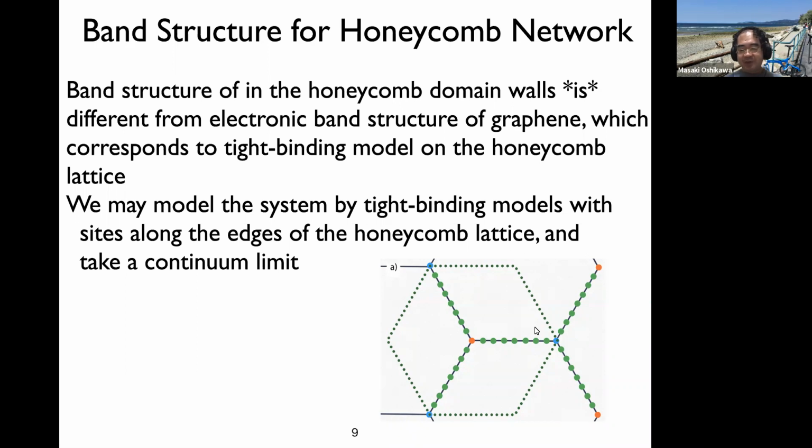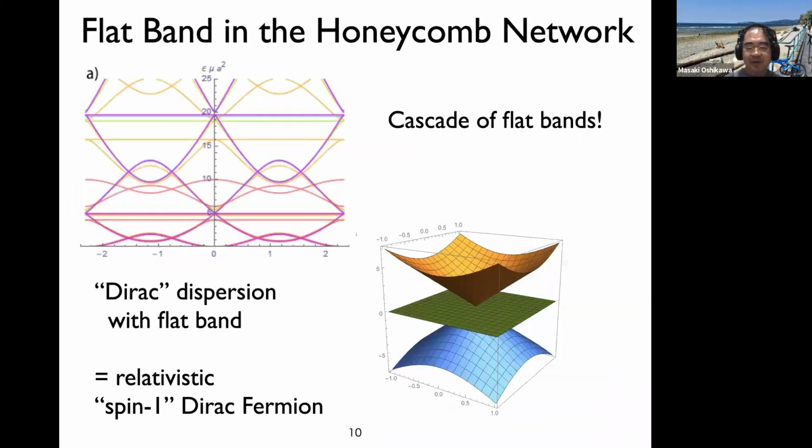The simple way to model this system is to discretize these edges of the honeycomb lattice further. Then you can replace this network model by a tight binding model, but with many sites along the edge, so many sites between every vertices. Once you discretize, you can easily obtain the spectrum of this network model, at least for the free electron model.